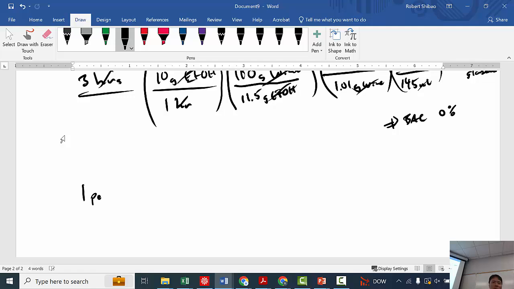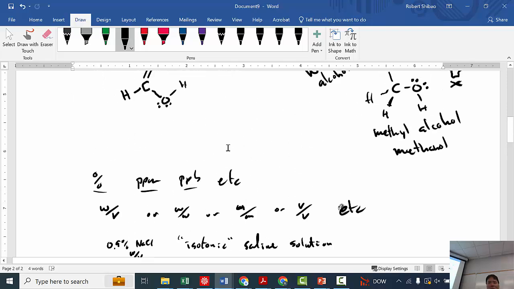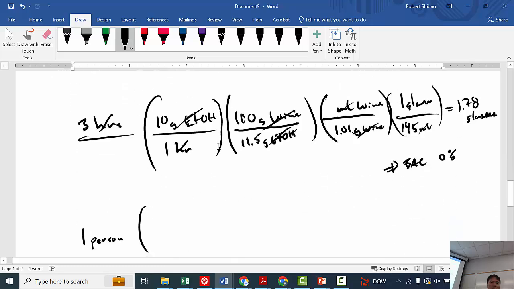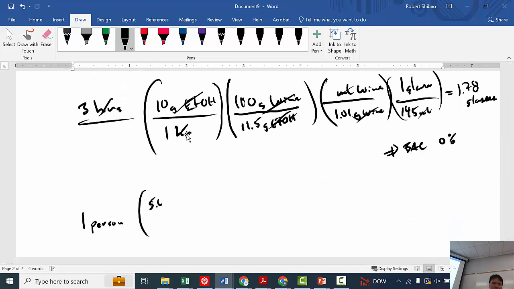And so we look at the one person, and this one person is going to have how many liters of blood? 5.4 liters of blood. How do we solve the first thing? Like, do we solve the first thing with the 1.78? You could solve it in different ways. This is just one of the ways. I'm trying to make it a little simpler. I probably would have done this as a combined, 2 algebraically combined.